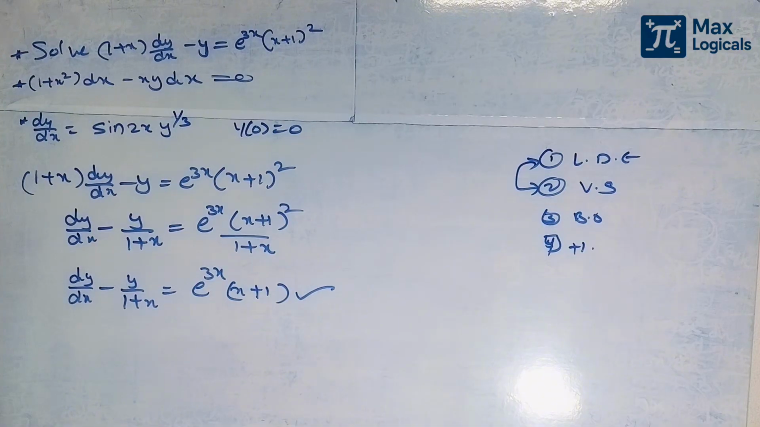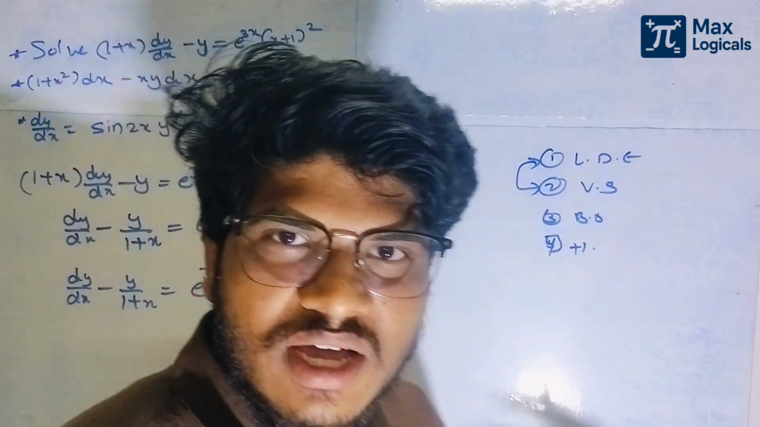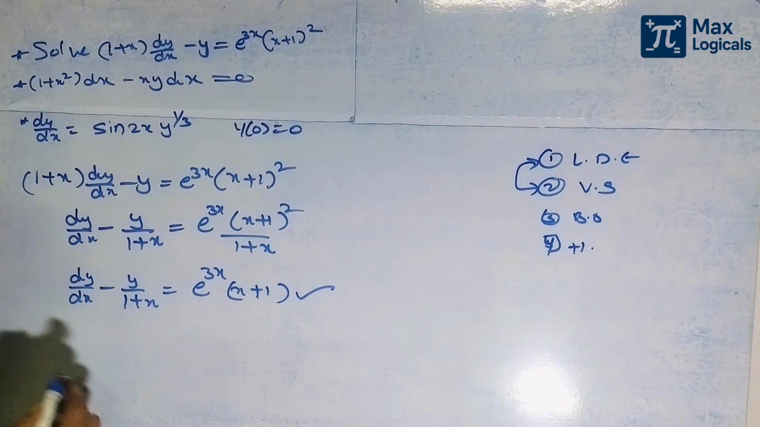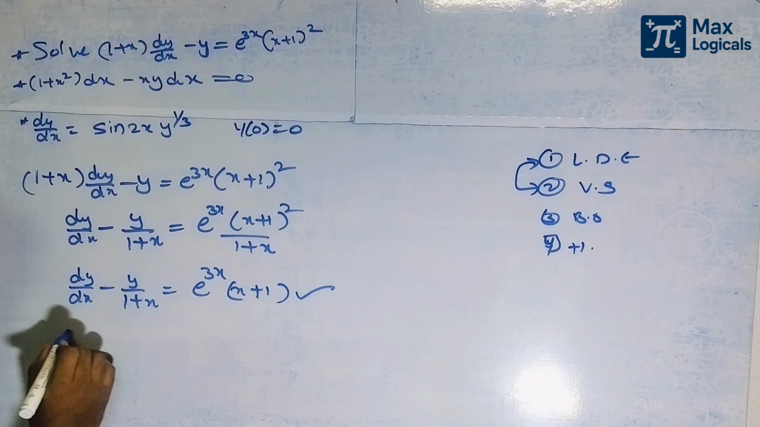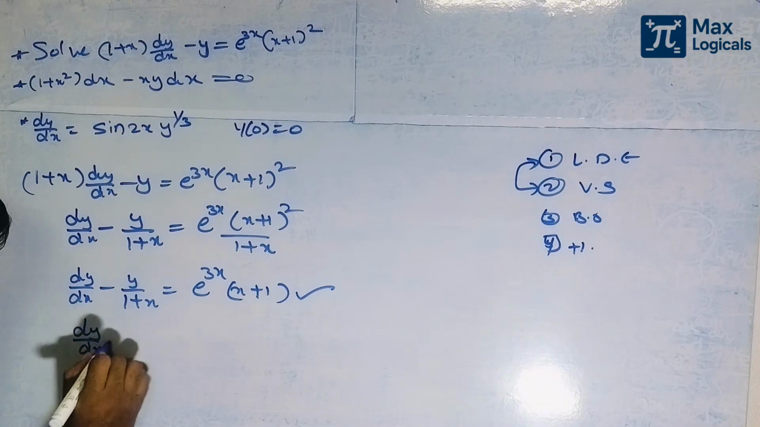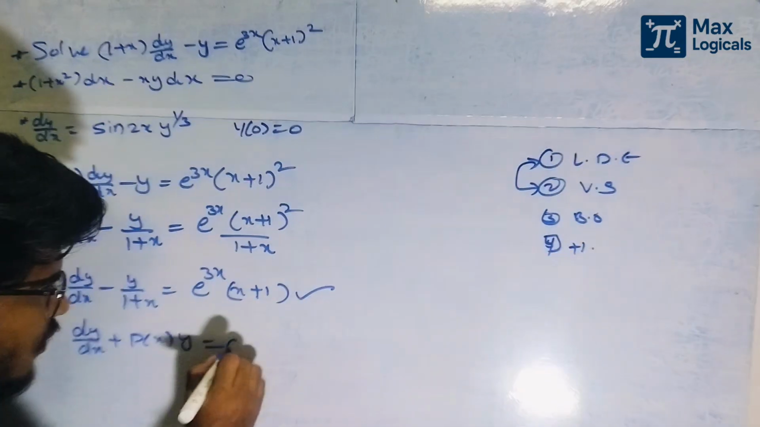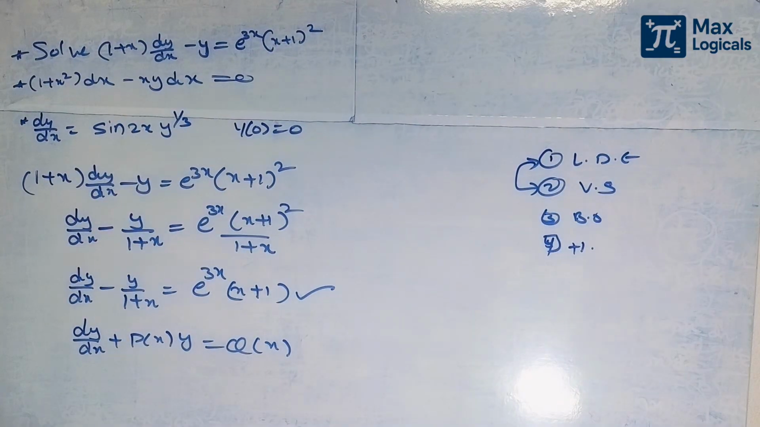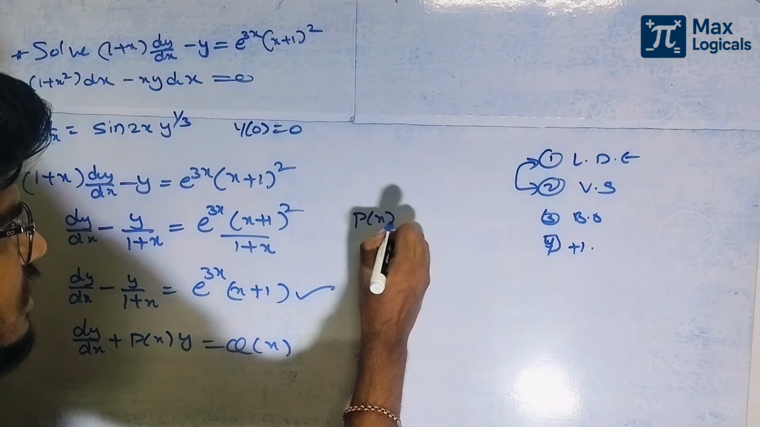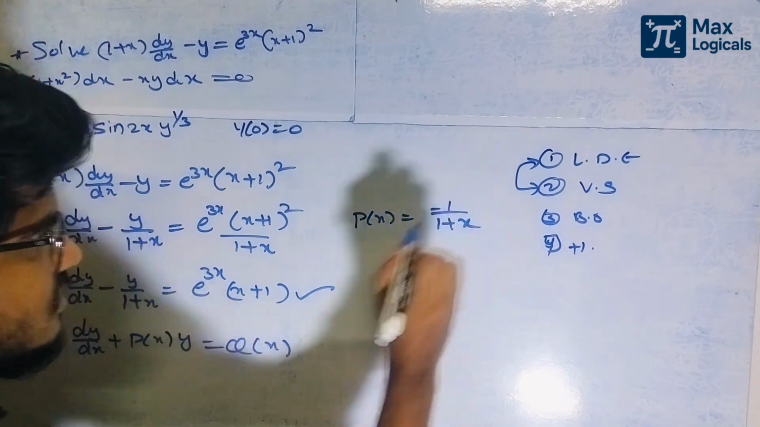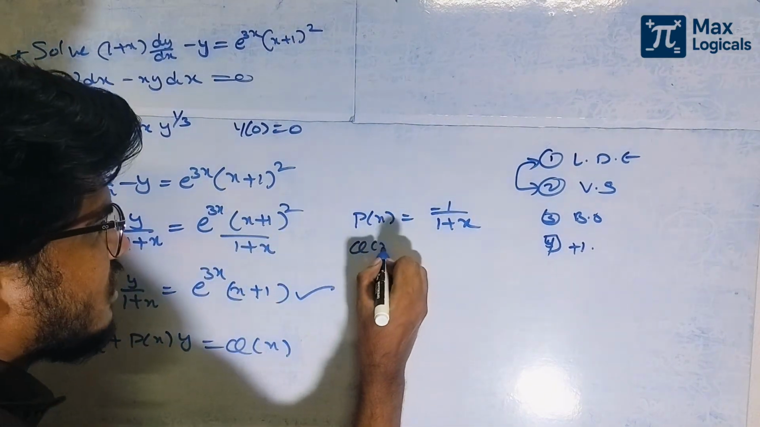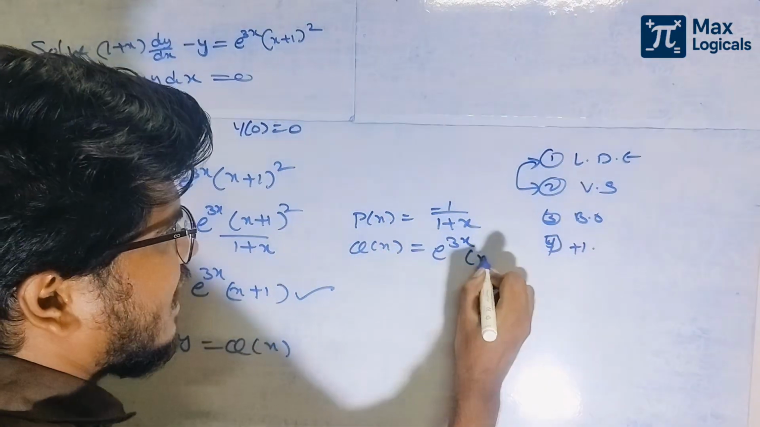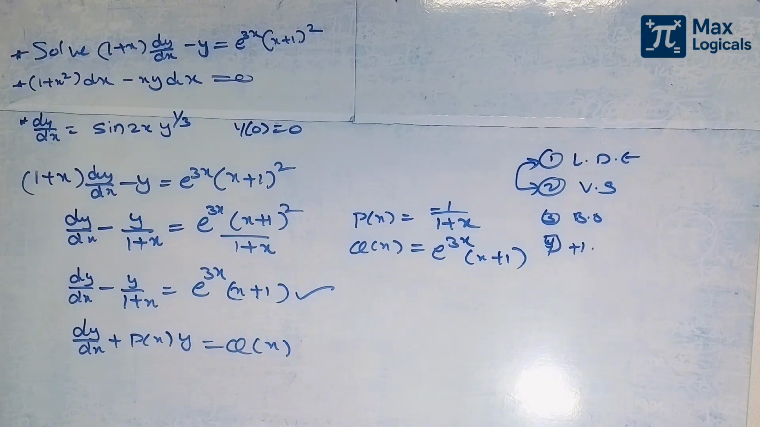Comparing this differential equation with the general form of the linear differential equation, what is the general form? We know the general form is dy/dx + p(x) y = q(x). Here p(x) = -1/(1 + x), and q(x) = e^(3x) (x + 1). This is my q(x) and this is my p(x).